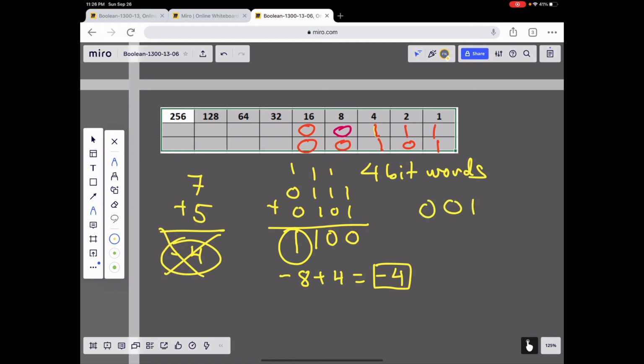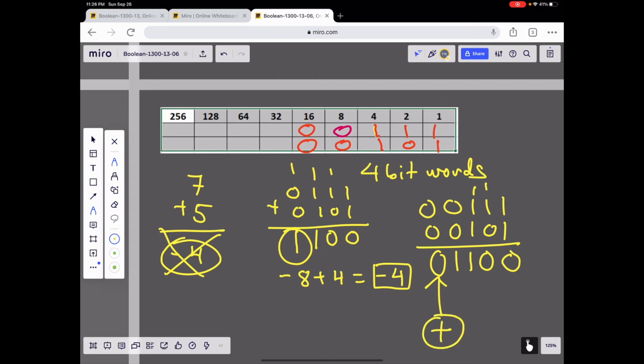Zero, 0, 1, 1, 1, and then 0, 0, 1, 0, 1. Now you add together, 1 and 1 equals 0, carry 1. 1 equals 0, carry 1. All right, okay, so now it's working because the last digit is 0, that means positive number. So you got A and 4 here equal 12. So when you have to use higher bit words.